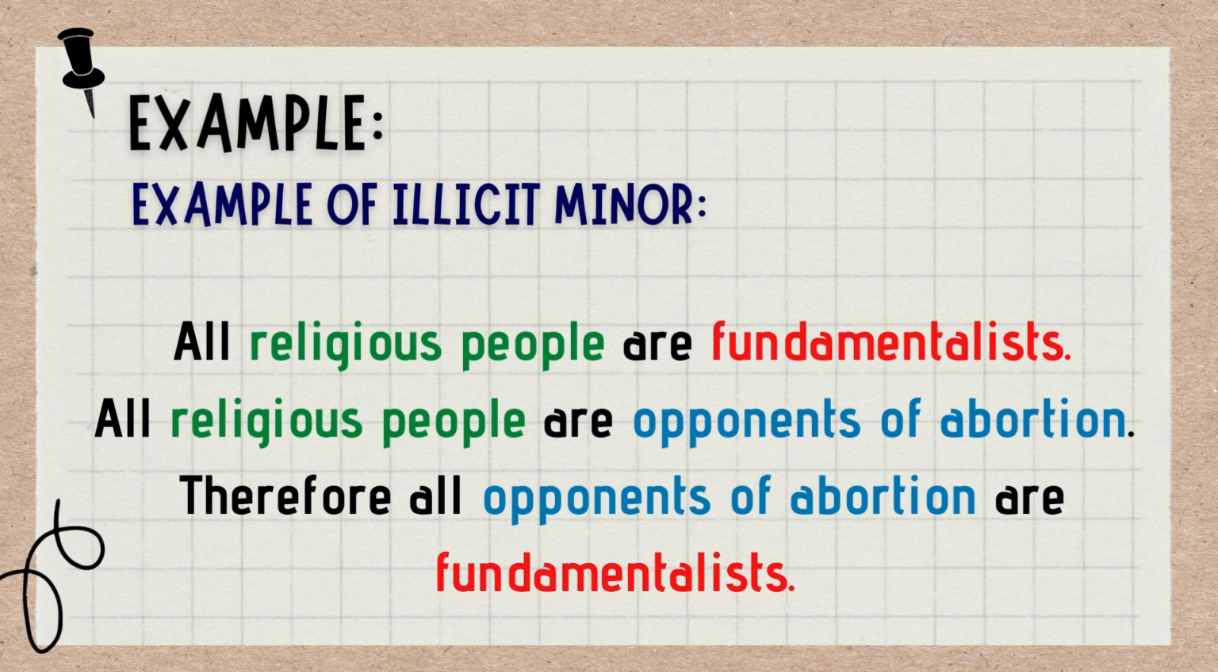So what the rule says is, if any term is distributed in the conclusion, it must be distributed in at least one premise. Since it is not distributed even in one of the premises, this syllogism has committed the fallacy of illicit minor.